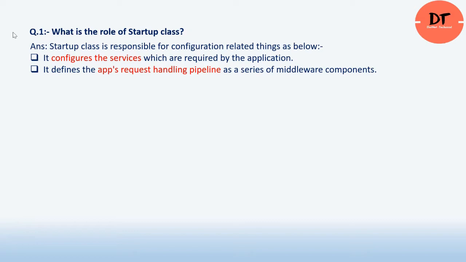Startup class contains the application configuration related items. It is not necessary that the class name must be Startup. It can be anything. We can configure the startup class in the Program file in the CreateHostBuilder method. Startup class configures your application services and defines the middleware pipeline.